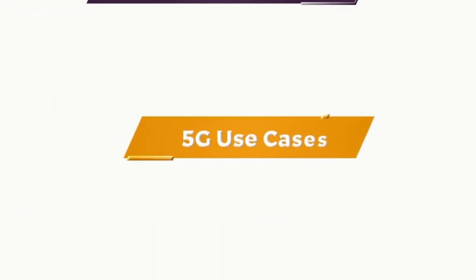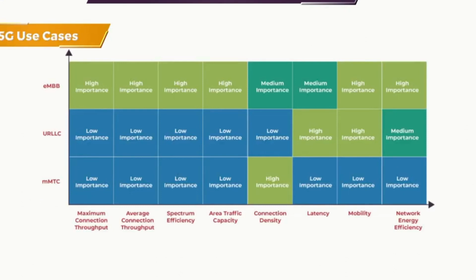Our next topic is use cases. 3GPP has adopted the set of use cases identified by the Radio Communication Sector of the International Telecommunication Union. These use cases are applicable to technologies being developed to support the requirements of international mobile telecommunications for 2020 and beyond. The set of use cases are enhanced mobile broadband, eMBB, ultra-reliable and low latency communication, URLLC, and massive machine type communication, mMTC.